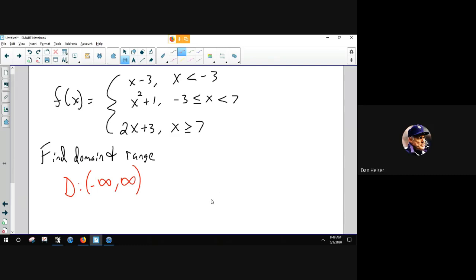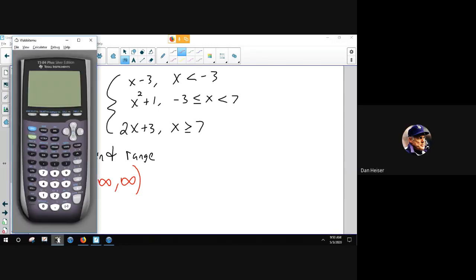Now for the range. My advice for the range is to graph this. And if you're wondering to yourself, how in the heck do you graph a piecewise function? It's actually very simple, as long as we graph it in pieces. So here we go. I'm going to graph this piecewise function with my trusty calculator.